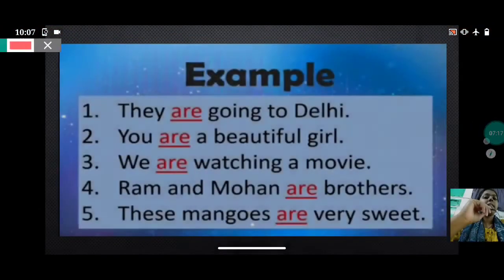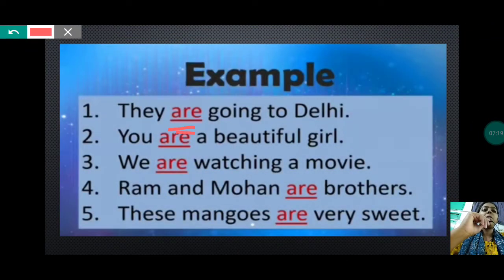Let us see some examples. They are going to Delhi. Now, there is a group of people who are going to Delhi. So, there is more than one person. That is why are is used. You are a beautiful girl. Now, I have already told you that you is used for singular noun as well as plural noun, but you always use are. So you are a beautiful girl.